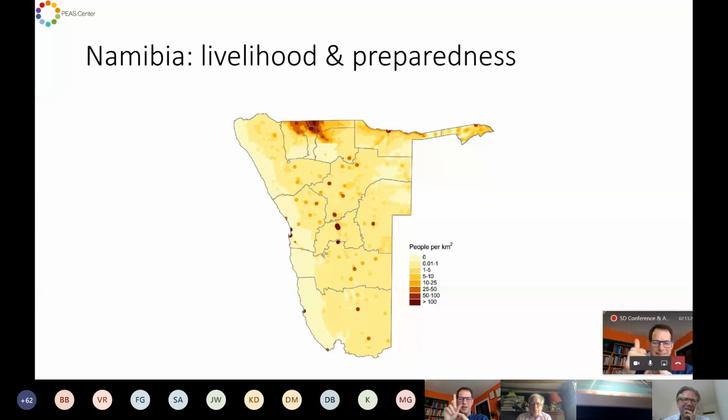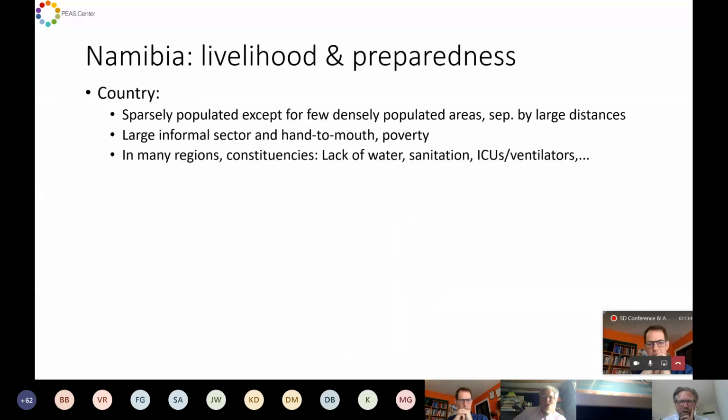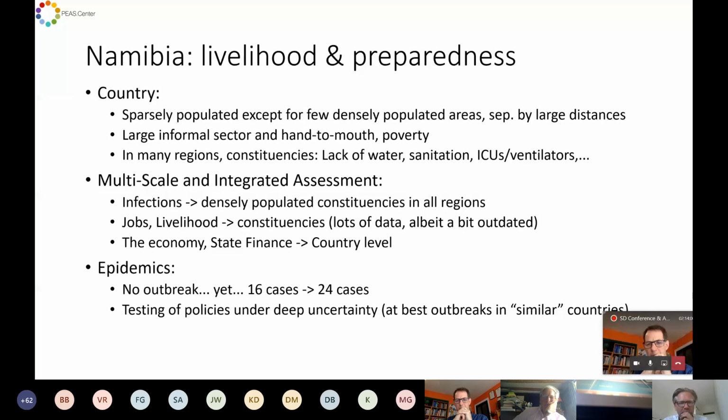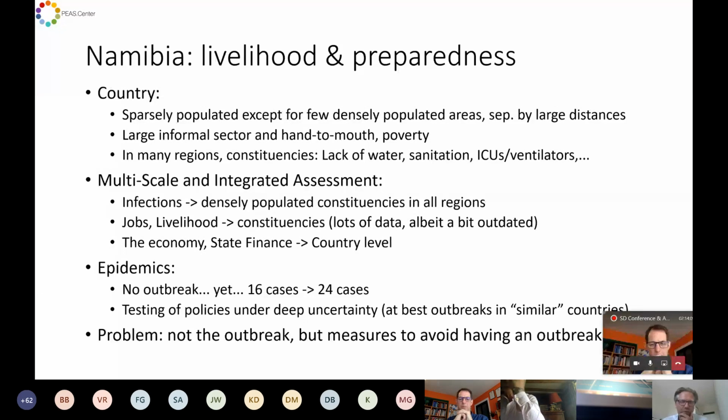Is that good? Okay, so Namibia is a very different country, and you cannot just take this model and use it for another country because it's so sparsely populated except for some very densely populated areas. So I really had to rework this model to fit the Namibian case. That basically meant that I had to go down to a much lower level of aggregation and then still bring it together. And as I said, there is no outbreak so far. So it's more like, okay, what would you have to do if there would be an outbreak?